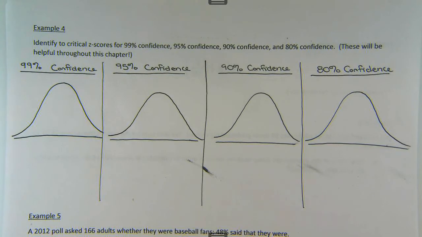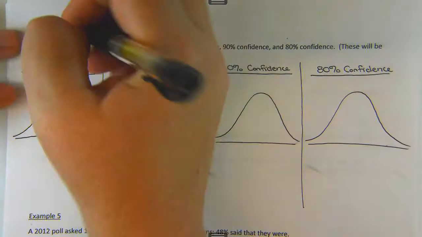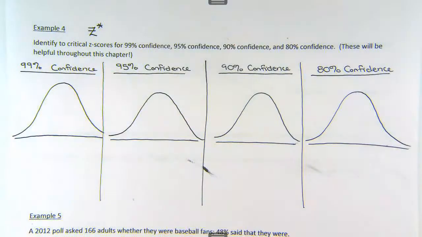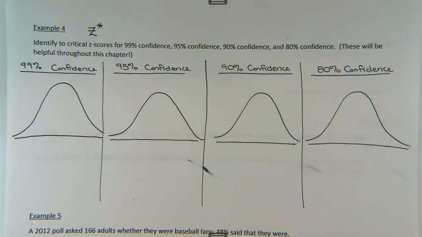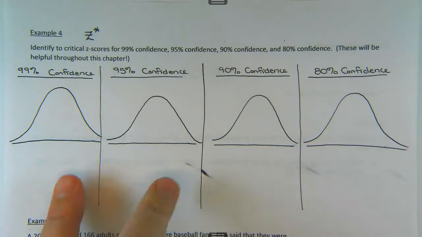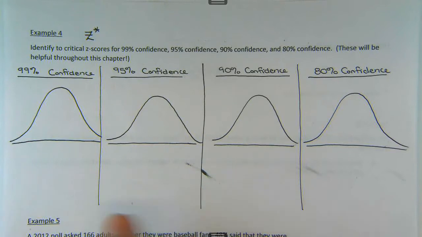To do here is find these critical z-scores. So those z-star values that are going to show up in calculating your confidence intervals. We're going to look here at 4 key confidence levels. There are 4 of them that show up the most. I'd say especially 95% confidence shows up a lot. And then 99, 90 show up every now and then.